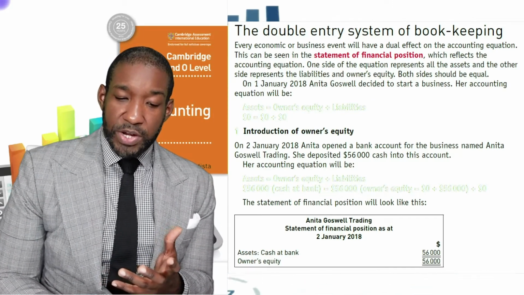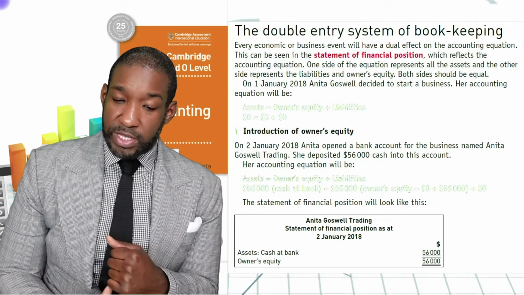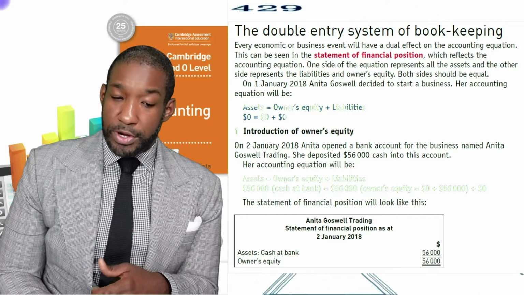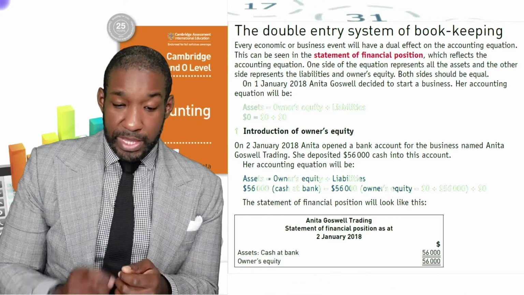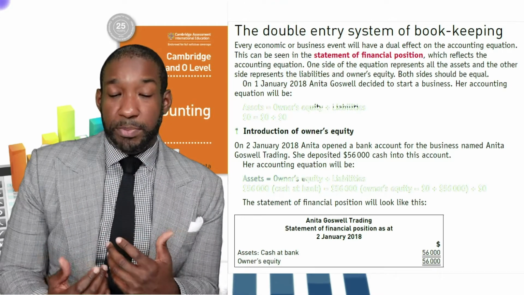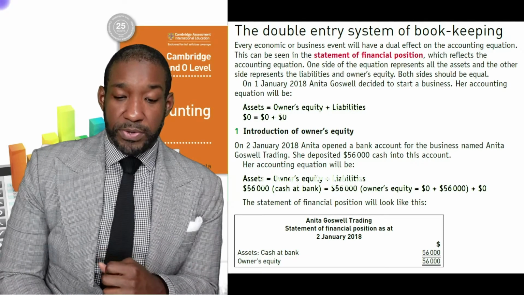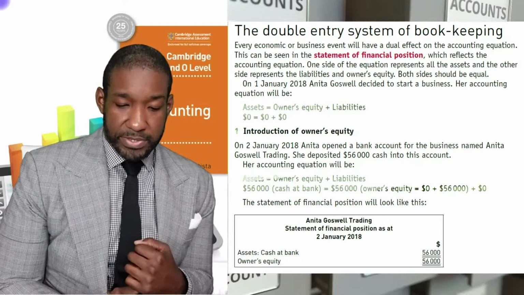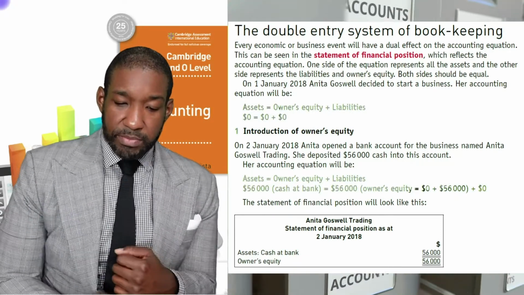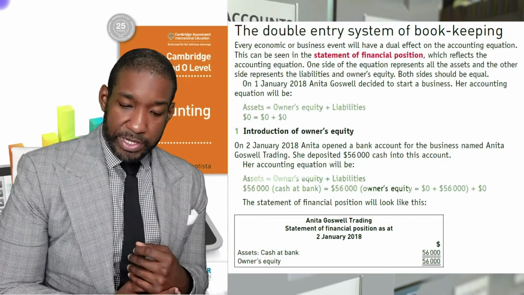On the 1st of January 2018, Anita Goswell decided to start a business. Her accounting equation will be assets equals owner's equity plus liabilities. $0 in assets equals $0 in owner's equity plus $0 in liabilities. Number 1. Introduction of owner's equity.